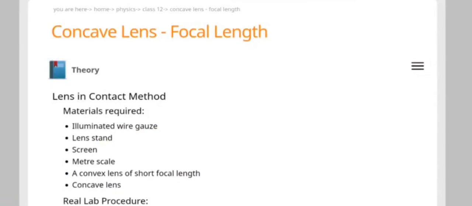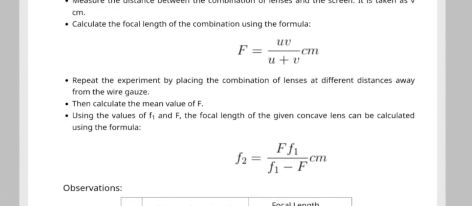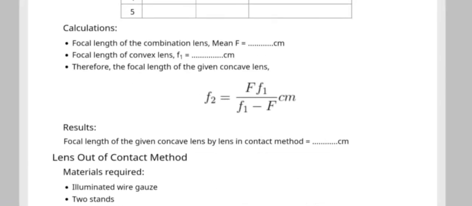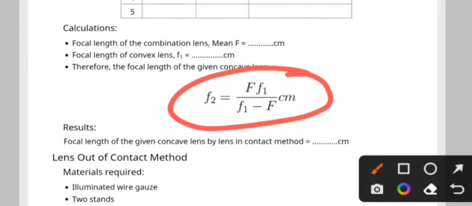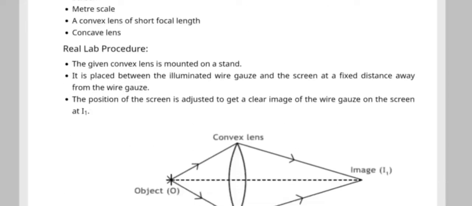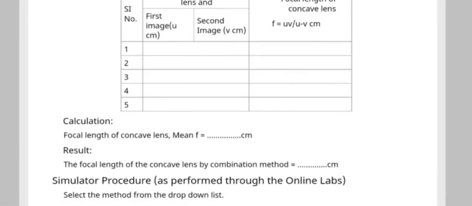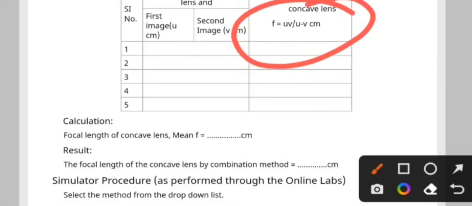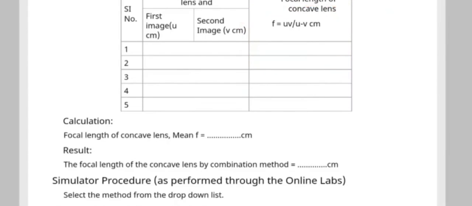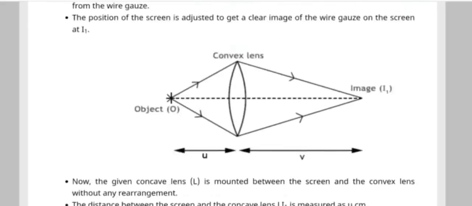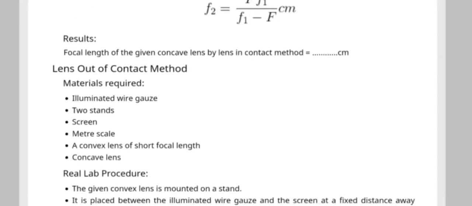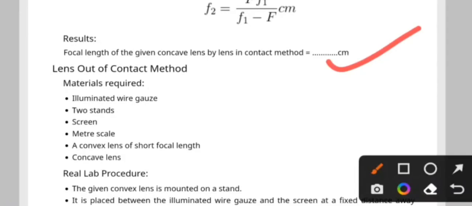Students, after conducting this experiment, you have to go to the procedure, and then you can write after calculation by using this formula. You can use this formula for the lens in contact method, and for the lens out of contact method, the formula that we have to use here is the direct thin lens formula. You can use this one, that is F is equal to UV upon U minus V centimeter. After that, you can write down the result. The way to write down the result is given here, so you have to follow this way.